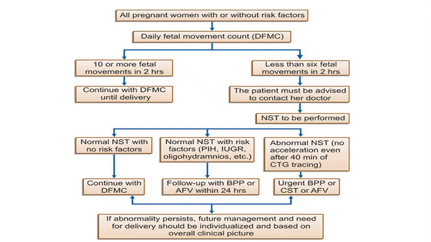Then she has to go for an NST, that is a non-stress test. As I told you, if NST is normal with no risk factors, continue with the DFMC. Normal NST with risk factors: the NST is normal, but there are risk factors for the woman, like any associated conditions, obstetric complications, or medical complications. Then you have to follow up with a biophysical profile and amniotic fluid volume within 24 hours. And for an abnormal NST, she has to definitely go for an urgent CST, that is a contraction stress test, and other procedures. If abnormalities persist, future management and need for delivery should be individualized based on the overall clinical picture.